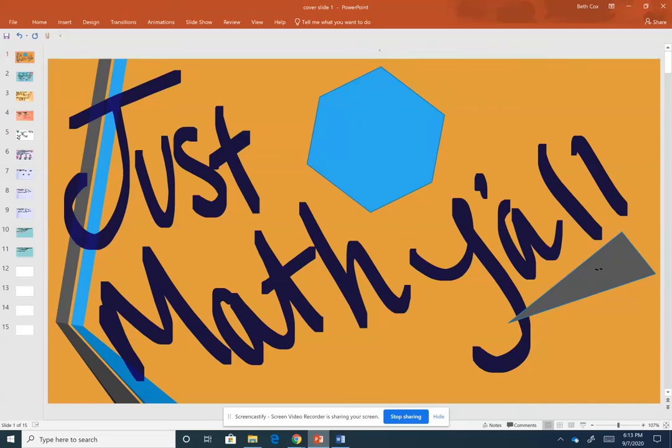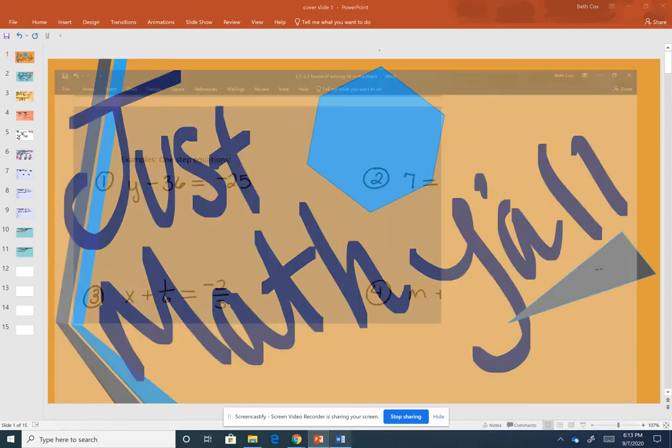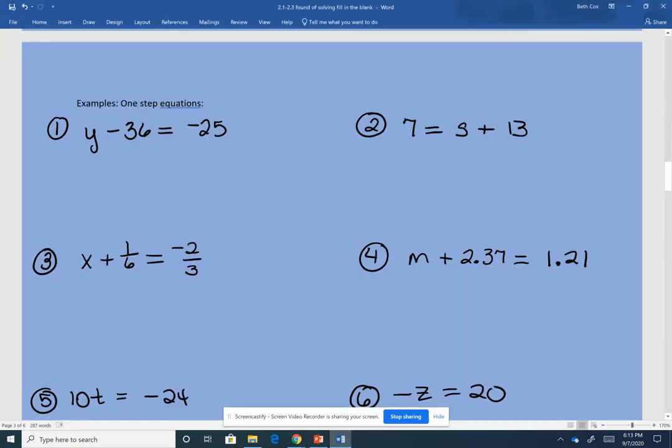Okay, here we are back again. We are working with one-step solving equations. It's just math, y'all. Here we go. Okay, so we have several examples here.